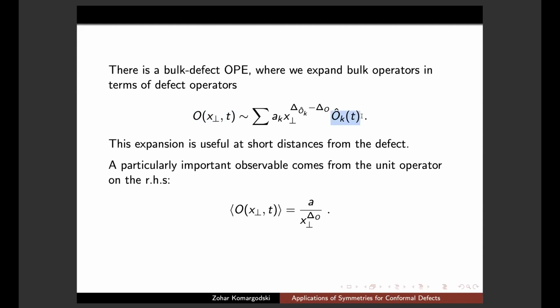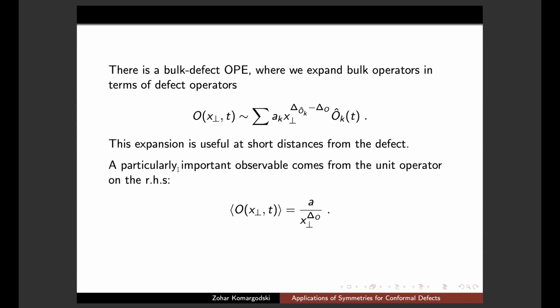So defect operators only depend on time, while bulk operators depend on their transverse location and time. And you can do a Taylor expansion, or well, it could be also singular. There could be some singular terms here. They depend on the scaling dimension of defect operators and bulk operators. And this is consistent with SL2R.